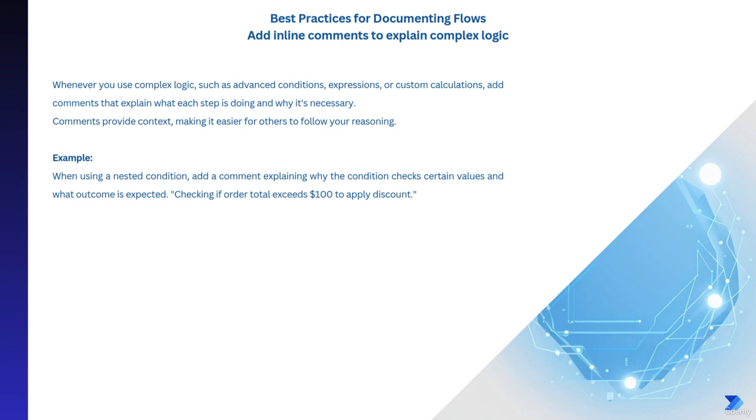Example: when using a nested condition, add a comment explaining why the condition checks certain values and what outcome is expected. Checking if order total exceeds $100 to apply discount.